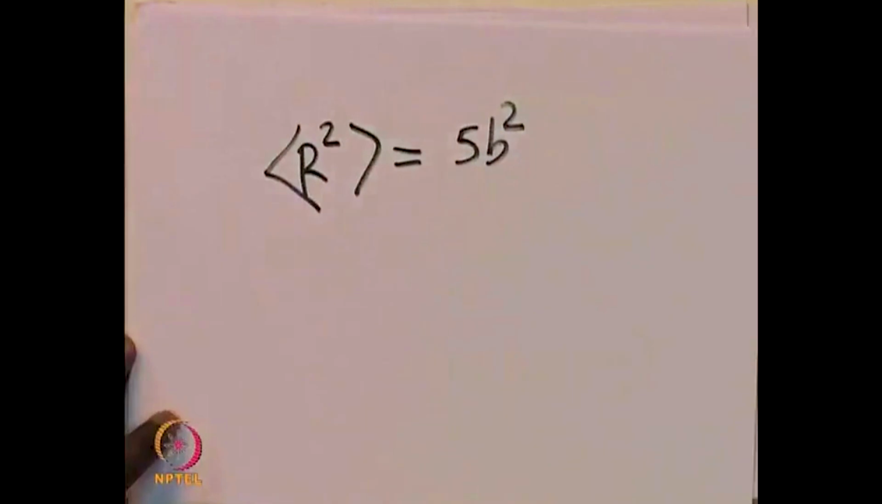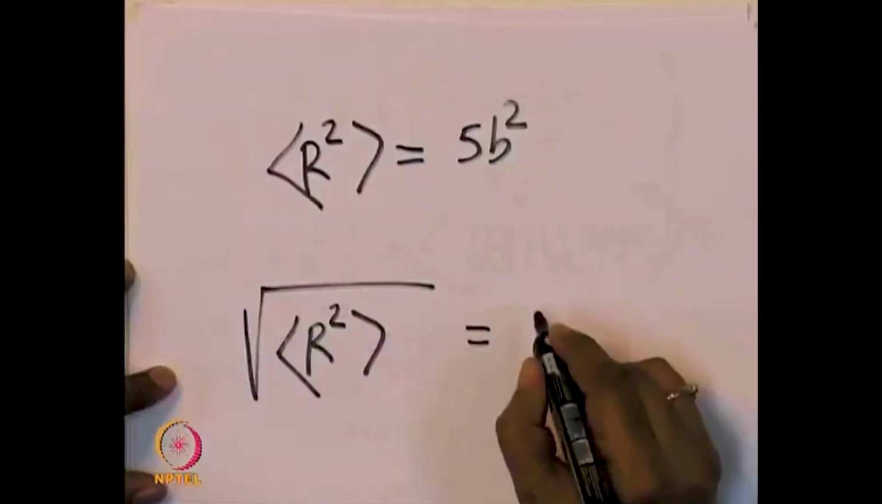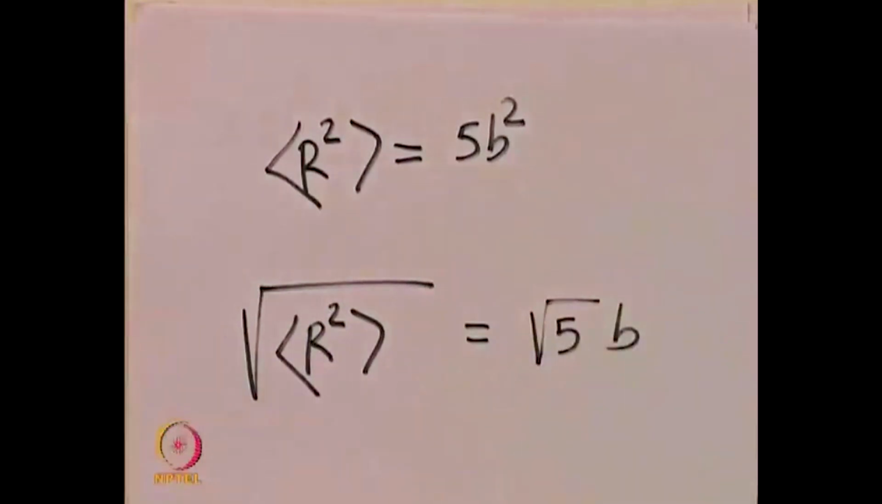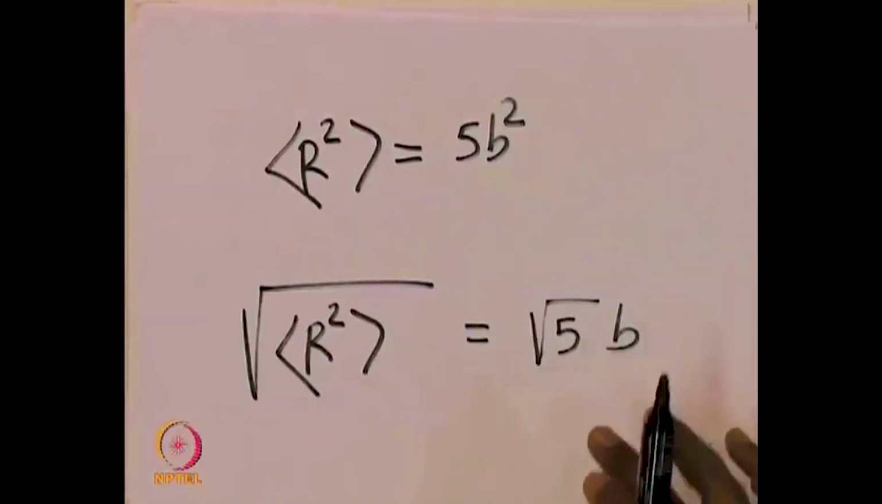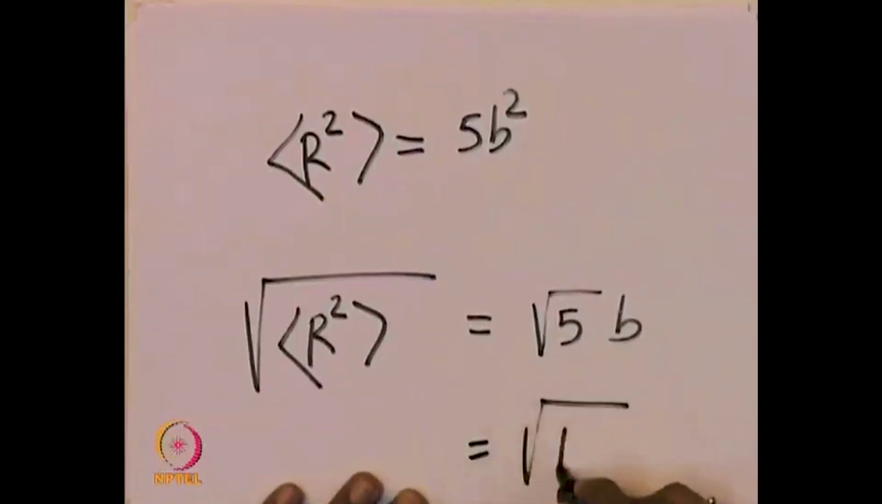So, what do we get? R square average is T1 plus T2 plus T3 plus T4 plus T5 whole square average, which is 5 b square. So, the RMS end to end distance, the root mean square end to end distance, is square root of 5 times b. If you have 5 monomers, the RMS distance is square root of 5 b. Now, if you have n monomers, you can extend this in a similar way, and you will see that the answer is root of n times b.